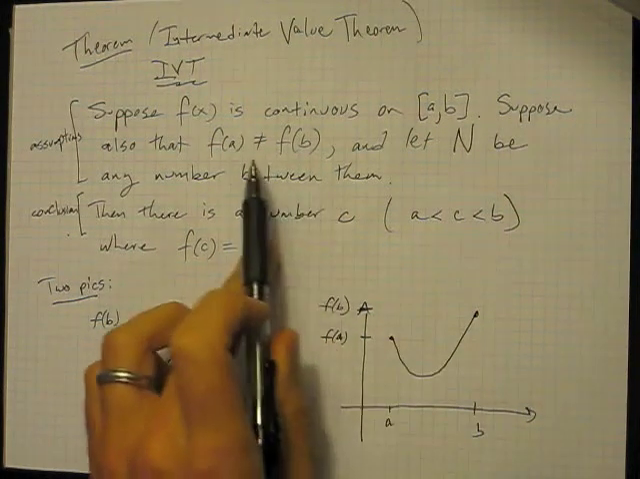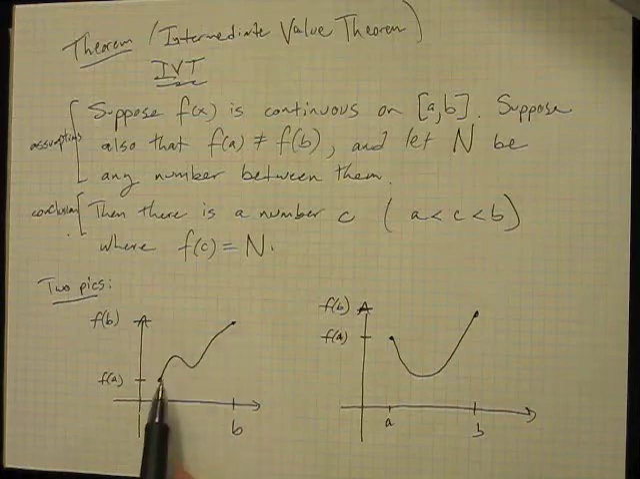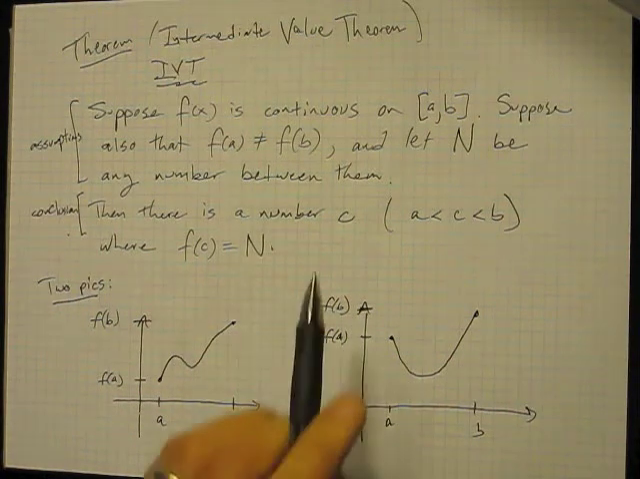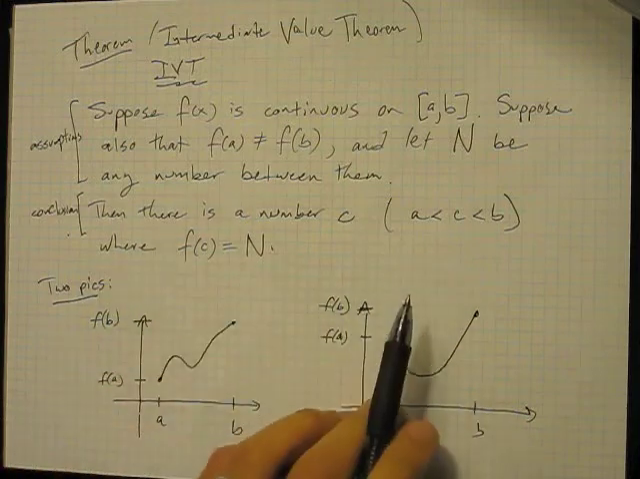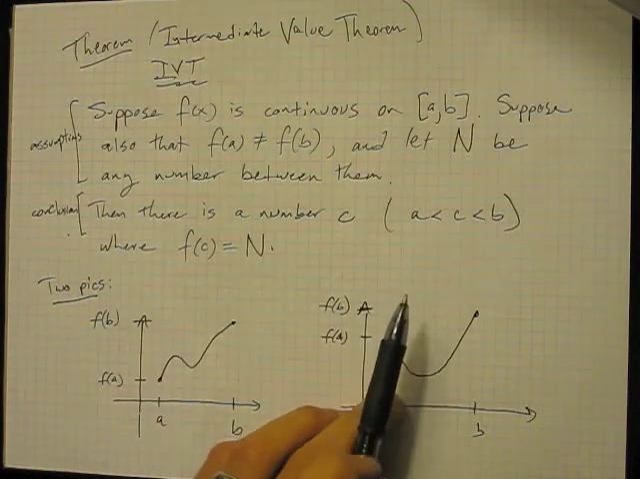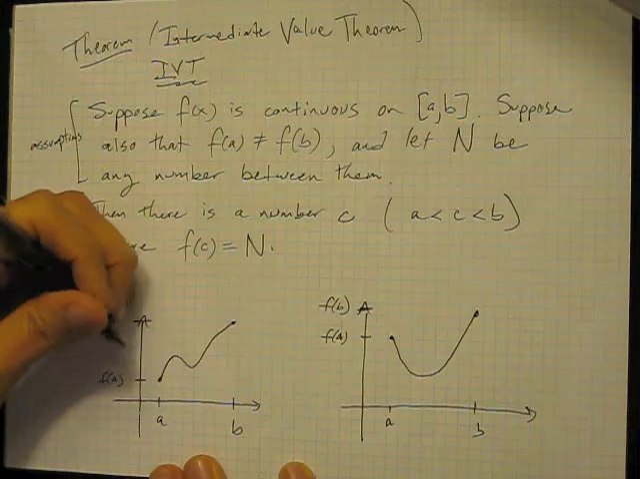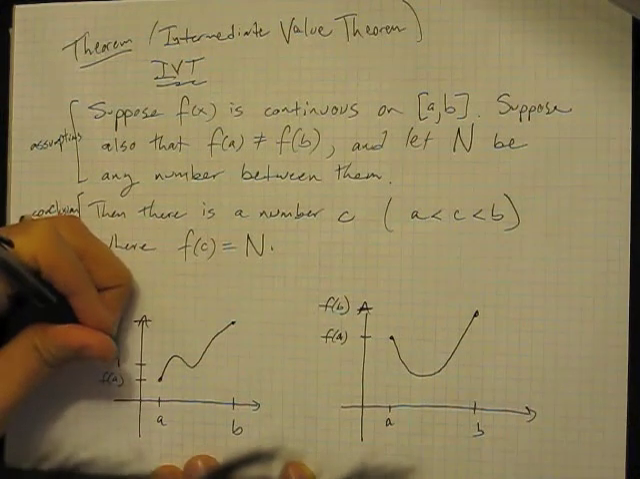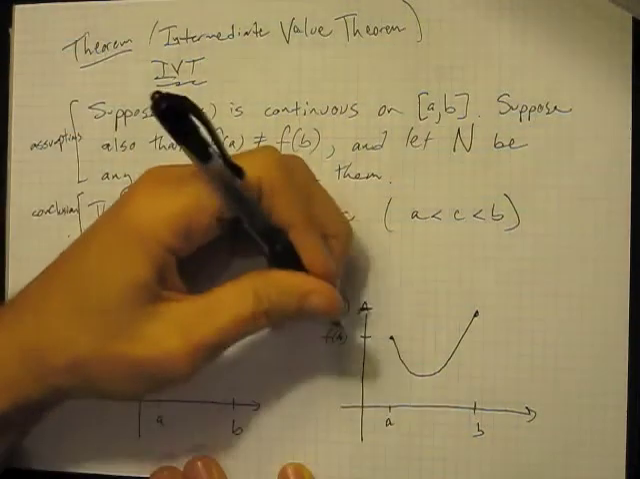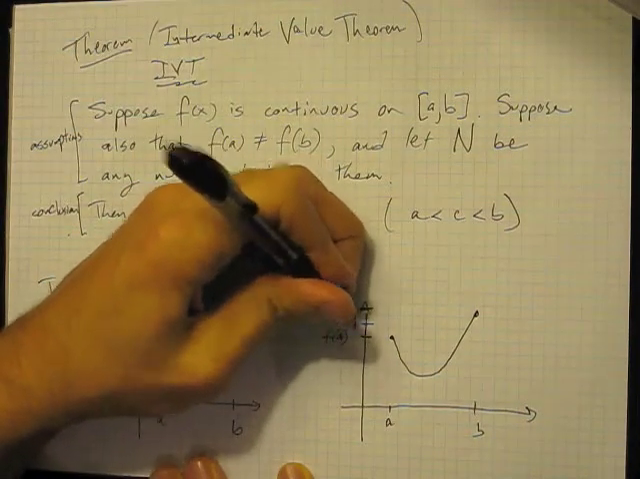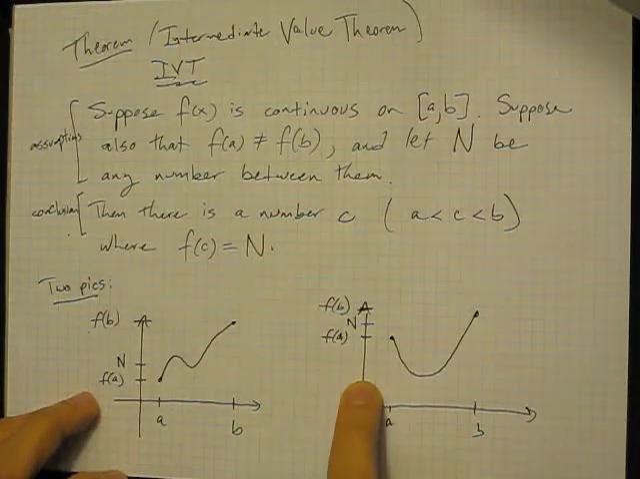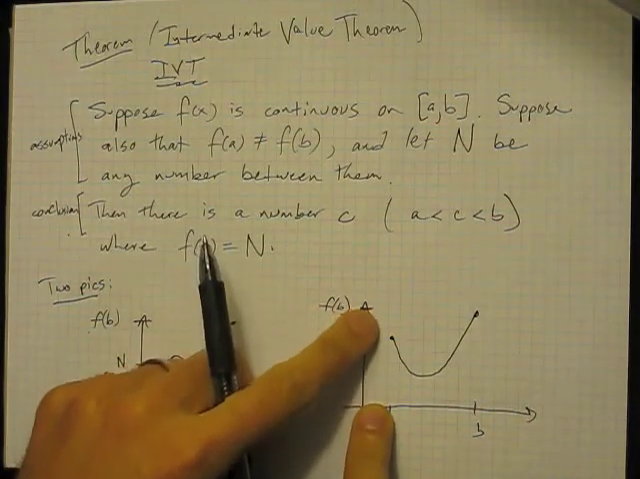And suppose that f of a is not equal to f of b. So that's true in both cases. Here, f of a and f of b are a little bit closer. And now we're saying let n be any number that's in between f of a and f of b. Okay, so I'm going to draw it this way here. So here I'm going to pick one value for n, like this. And then here I'm going to pick another value for n. Okay. Notice I could not have picked n to be below f of a in this case because then it wouldn't have been in between these two.